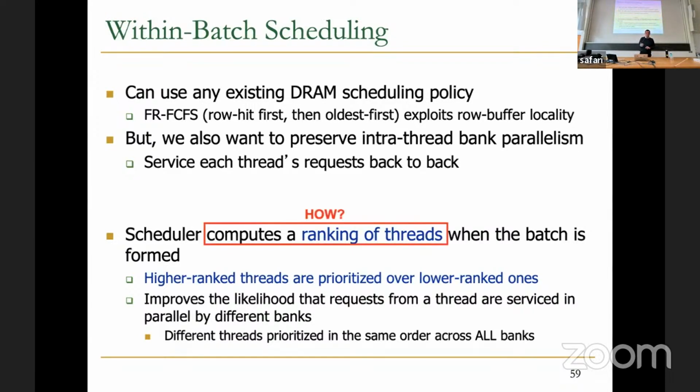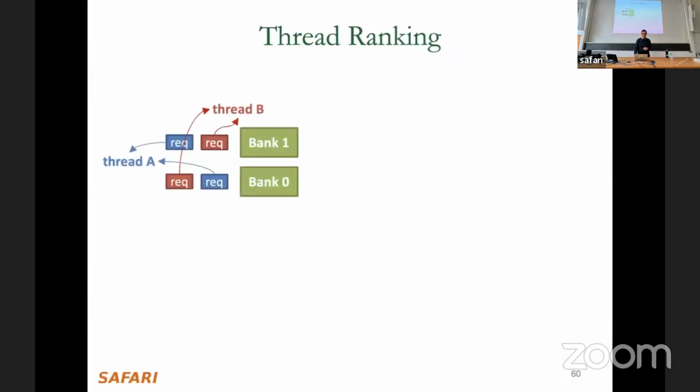Okay, the question is, how do you compute this ranking? There are many ways of computing this ranking. So in a sense, you can see that batching forms a substrate, a framework, in which you can play a lot of tricks with memory scheduling. Because batching guarantees there's no starvation and some level of fairness, within the batch you can play a lot of tricks with scheduling. So what are those tricks? Let's take a look at those tricks.